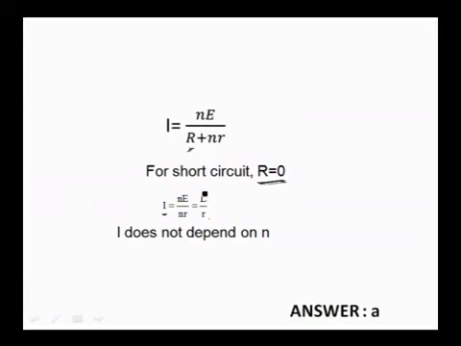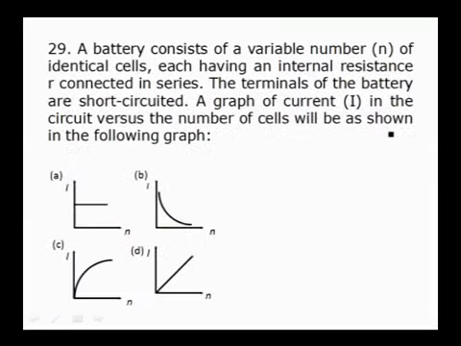It means that there is no N term in this equation. It means that current does not depend on the number of cells. Current does not depend on the value of N. So therefore, we get a curve like this. If you plot current against the number of cells, we get a straight line. Therefore, the correct option for this is B.